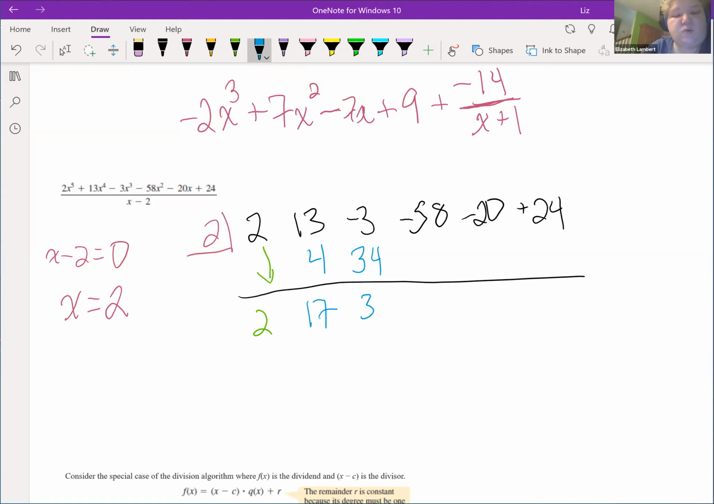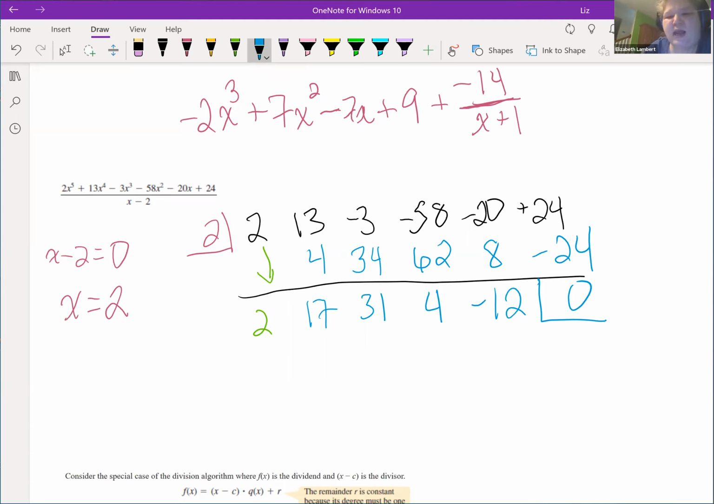Add, we get 31. Oh, but that -58 is now going to be useful. So this is 62. But when I add that, I get a 4. This is now an 8. So a -12. And oh, would you look at that? We got a 0. All right. So it turns out that ugly mess on top is actually divisible by x minus 2.